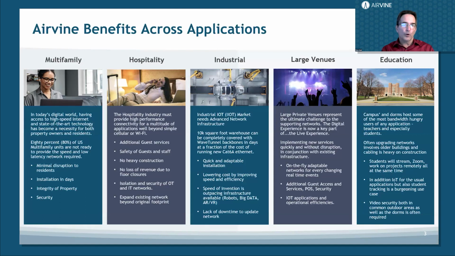Our chapter 4 on the industrial market, we'll be covering warehouses and factories. And there's quite a bit of industry revolution going on in the factory space and the warehouse space in terms of robotics, 3D printing, et cetera. And we'll describe how the WaveTunnel solves those networking issues in the industrial market.